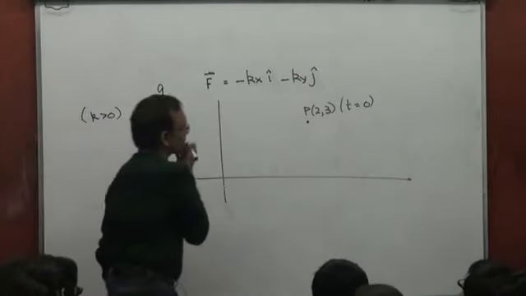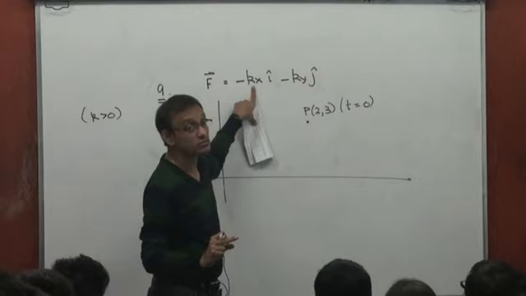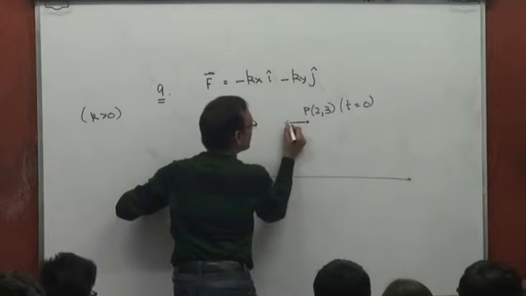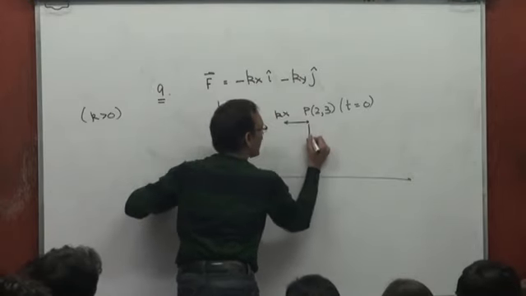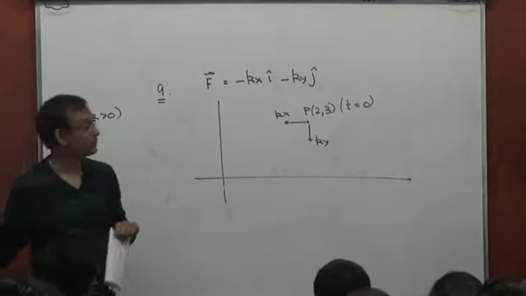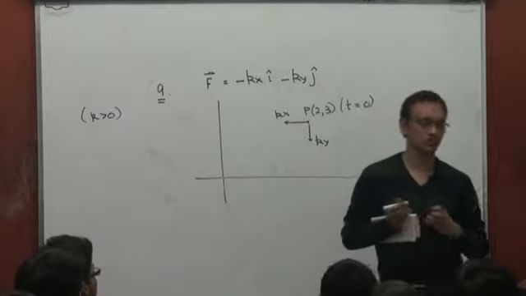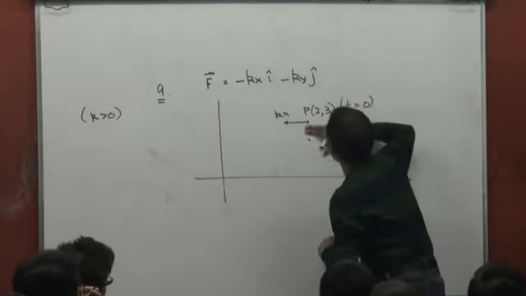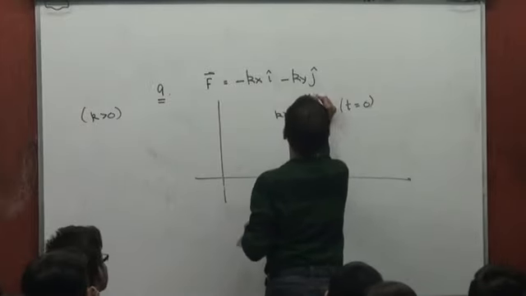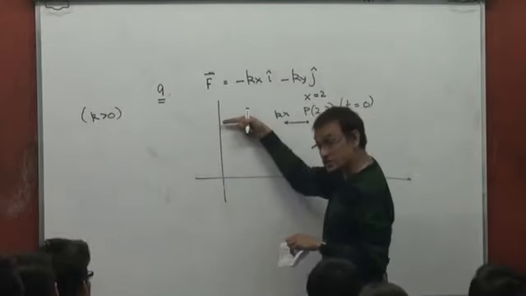Essentially, there are two forces acting on the particle. One in the x direction, minus kx, one in the y direction, which is minus ky, right? So a force of magnitude kx in the x direction and of magnitude ky in the y direction. Clear? This is what is happening. Now, we'll superimpose the effect of both these. Let's say kx is present for a moment. The particle is at x equal to 2 and is experiencing a leftward force towards this direction.